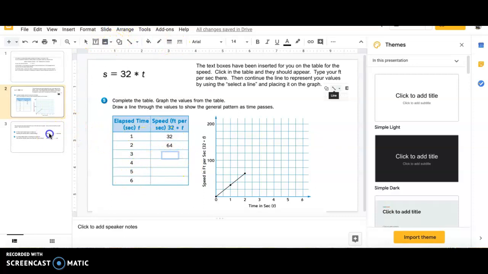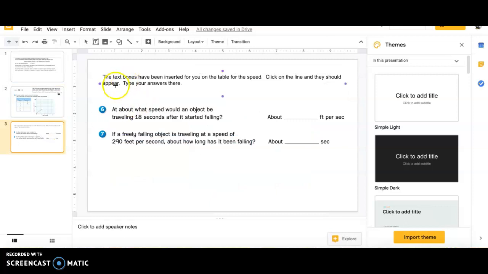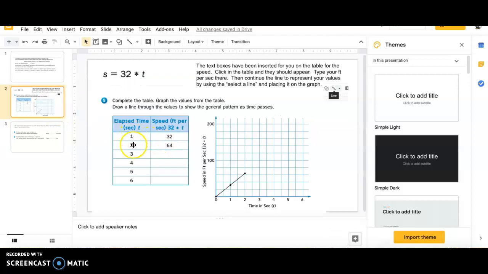Okay? From here, you'll notice slide 3 has some questions that we'd like you to respond to. Oh, wait, I'm still creating a line here. We don't want to do that. So it says the text boxes have been inserted for you again. So all you need to do is click here to answer what the questions are asking. Number 6, at about what speed would an object be traveling 18 seconds after it started falling? So all you need to do is come over here and take 18 and multiply it by 32. Your rule is 32X equals Y.